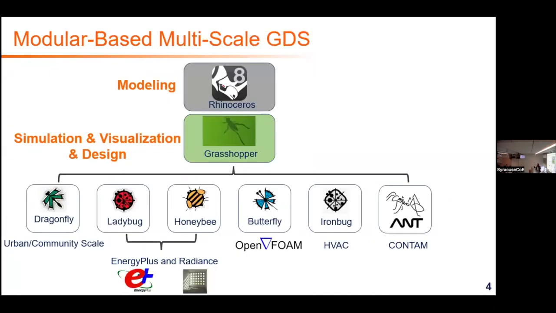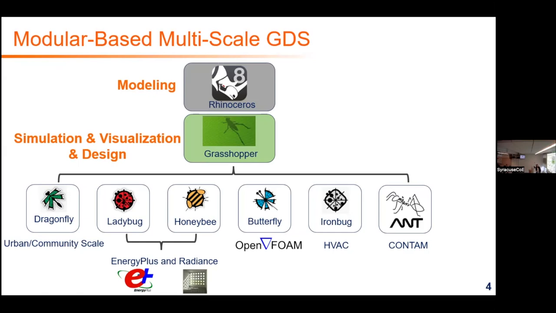This is the whole framework of the green design studio. We start from the modeling part. We use Rhino software to establish the geometry of the room, the building, and the urban or community. Then Rhino is launched to Grasshopper to do the simulation, visualization, and design. For Grasshopper, there are several plugins that we currently use. We use Dragonfly for urban or community scale simulation and modeling. Then we use Ladybug and Honeybee to do the EnergyPlus and Radiance analysis. And the Butterfly will be launched to OpenFOAM to show the specific airflow distribution of that.